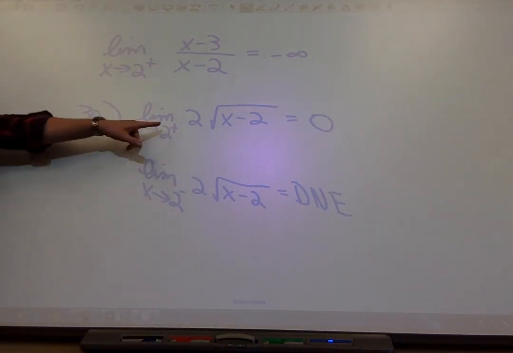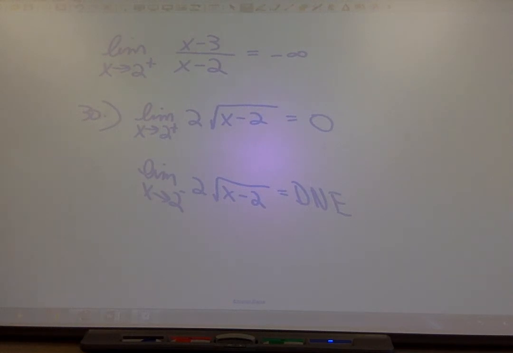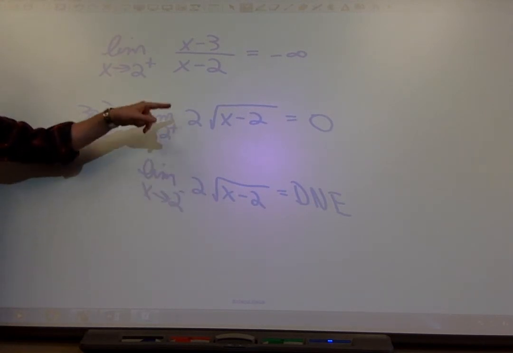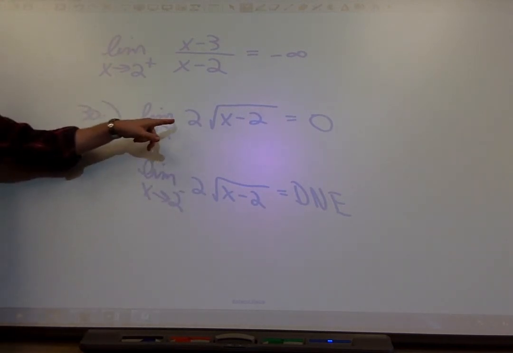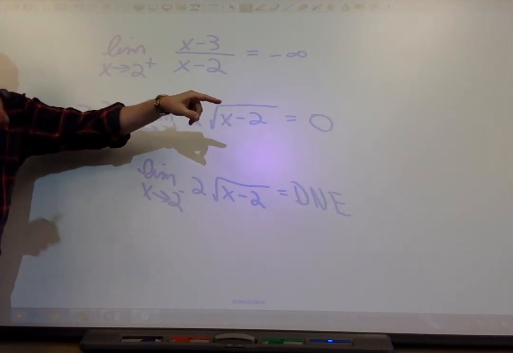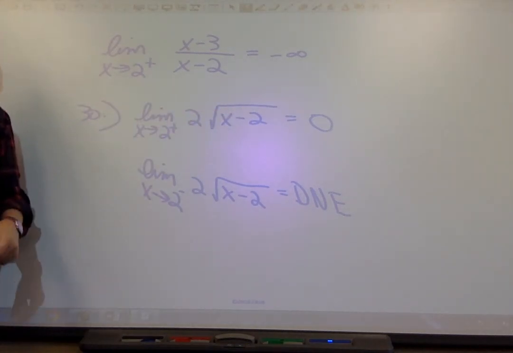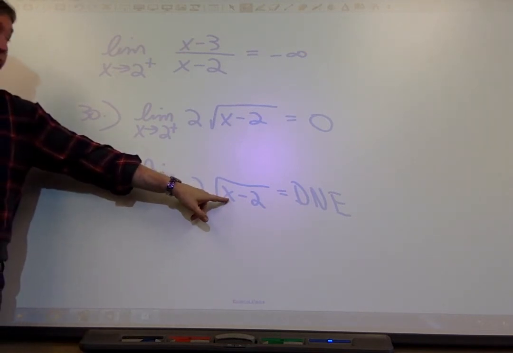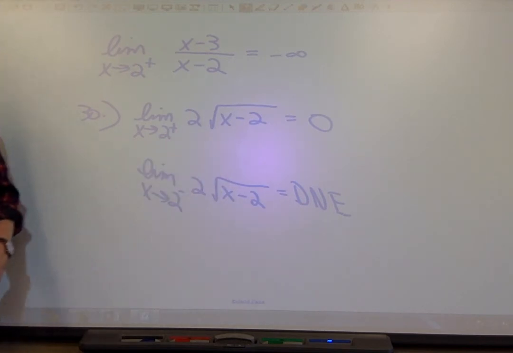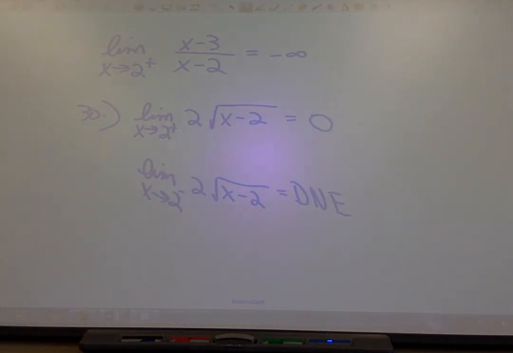What if I had no plus or minus out there? What would you say? Since this one didn't exist, they would have to be the same for it to exist. I'm fine if you come from above, 2.01, 2.001, closer and closer. It gets close to 0, doesn't it? But if I try to approach from below, from the left-hand side, I can't put 1.999 in there because it's imaginary. So that would not exist.